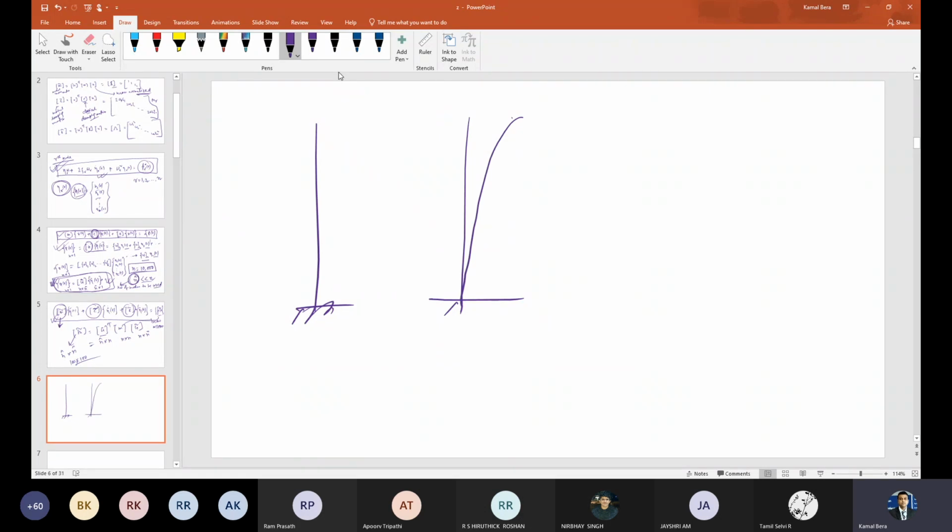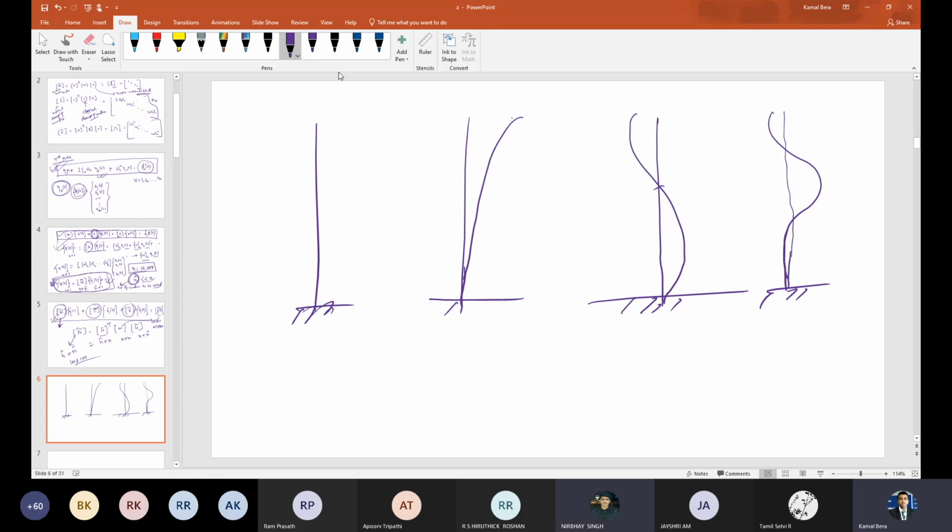First mode of vibration. The second mode of vibration will be something like this. There will be one cross. Similarly, the third mode of vibration will be like this. I think I have shown one picture or something like that.